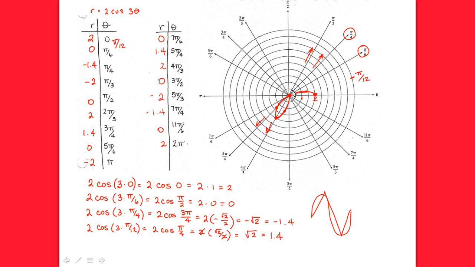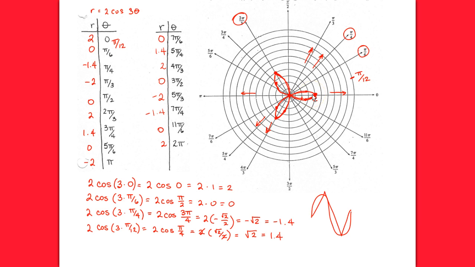All right, so then the next value that we have, 2 pi over 3, positive 2. And then the next one, for my next line, we're going to go out 1.4 at 3 pi over 4. Next line, we're going to go back to 0 for 5 pi over 6. Next line, we're going to go to negative 2 at pi. So if the positive 2 would go this direction, then the negative 2 is going to go in the opposite direction. So I was at 0, and I want to go around to negative 2.